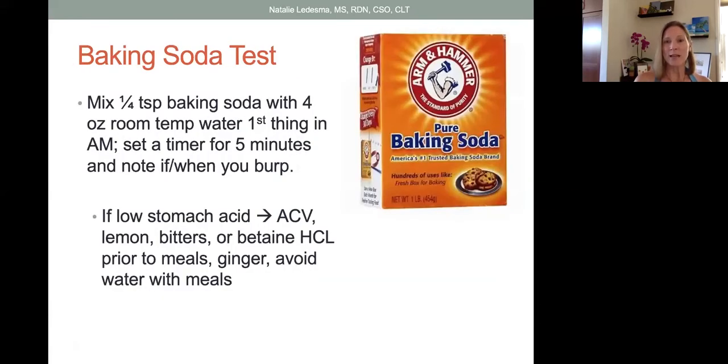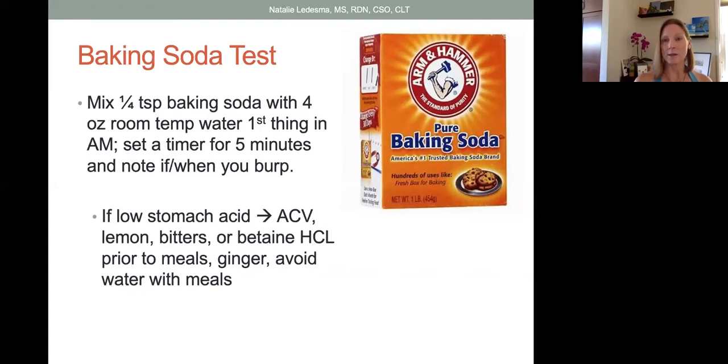So one thing I'm going to present to you today is what I would call the baking soda test. Now, this test is not the medical diagnosis of how we determine your stomach acid. That would be the Heidelberg test. But sheltering in place, we're at home. This is a test that is free. It doesn't cost you anything. And you could actually learn a considerable amount by doing this test.